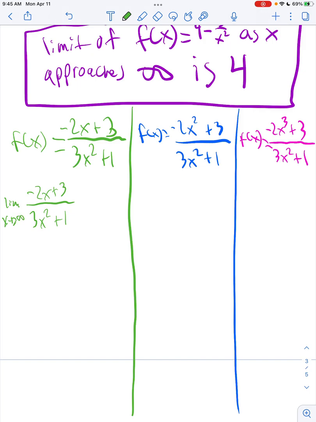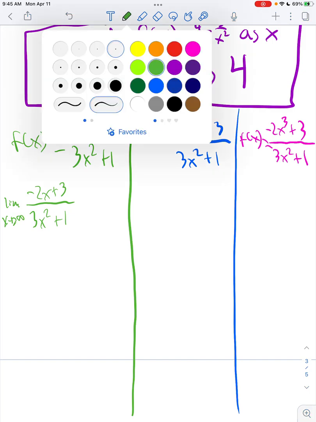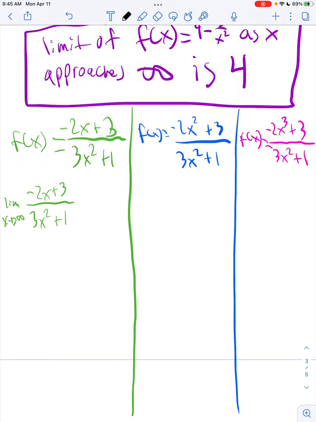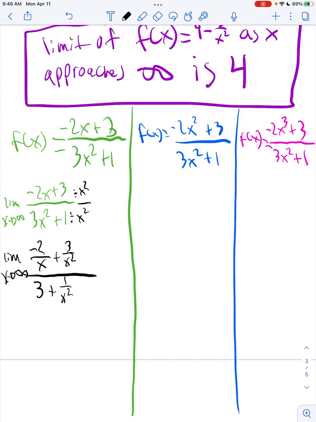The limit as x approaches infinity. So what we're going to do for our first step is divide the top and the bottom by x squared. So what I'm left with is the limit as x approaches infinity. X divided by x squared is just going to leave me with 1 over x here, and then this is still plus 3 over x squared, all over x squared divided by x squared, which is 3 plus 1 over x squared.